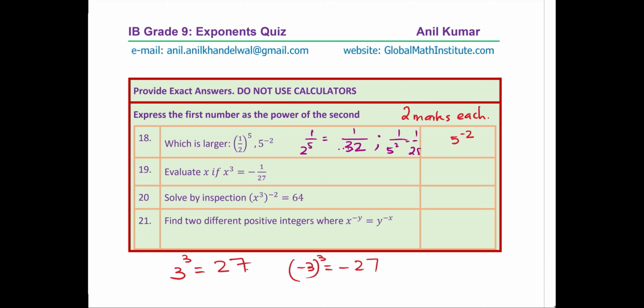But we want 27 in the denominator, so clearly the answer should be what? Minus 3 to the power of minus 3. So that really means the x value is what? The x value should not be written as minus 3. x should be written as minus 1 over 3. If I write minus 1 over 3 and then cube it, then we do get minus 1 over 27.